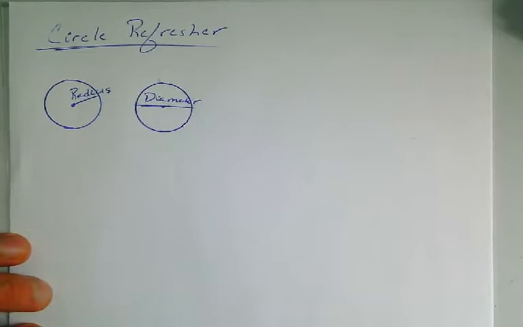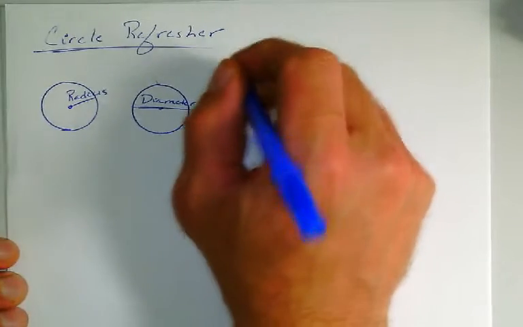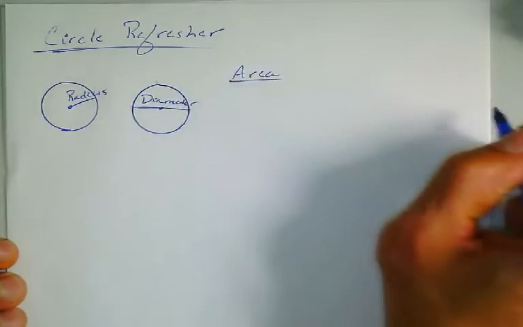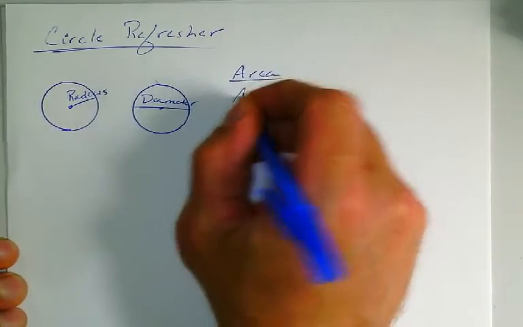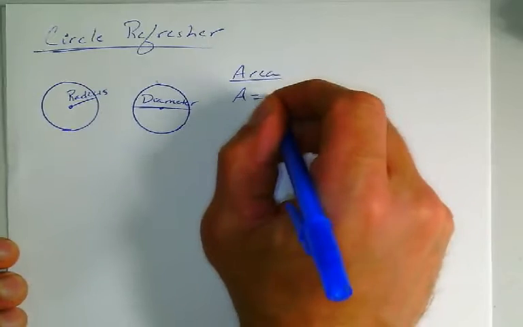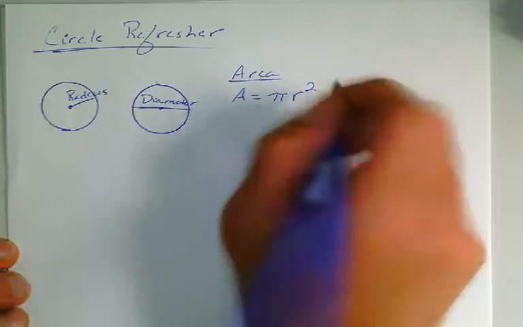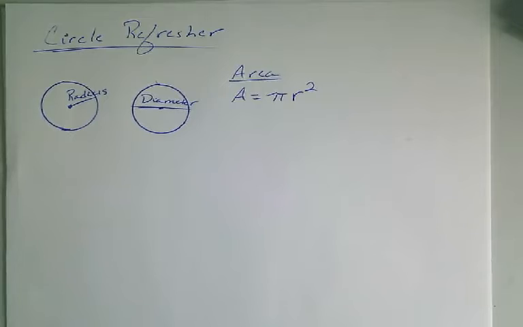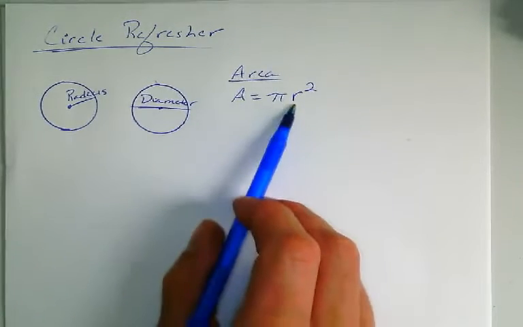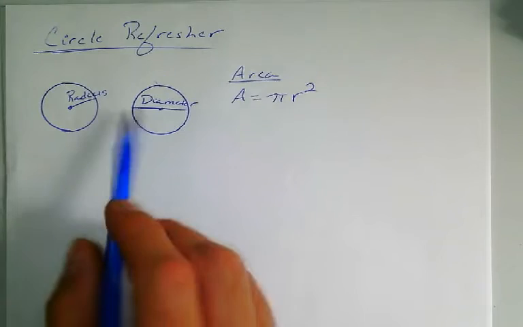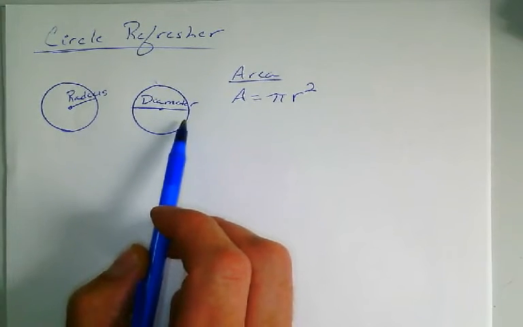All right, the formulas from last week that you need to remember are area, and to find the area of a circle, it is A equals pi times the radius squared. All right, so in order to find the area of a circle, you need to know what its radius is, which is halfway across. Now be careful, because sometimes they'll give you a diameter. You don't need a diameter for area.